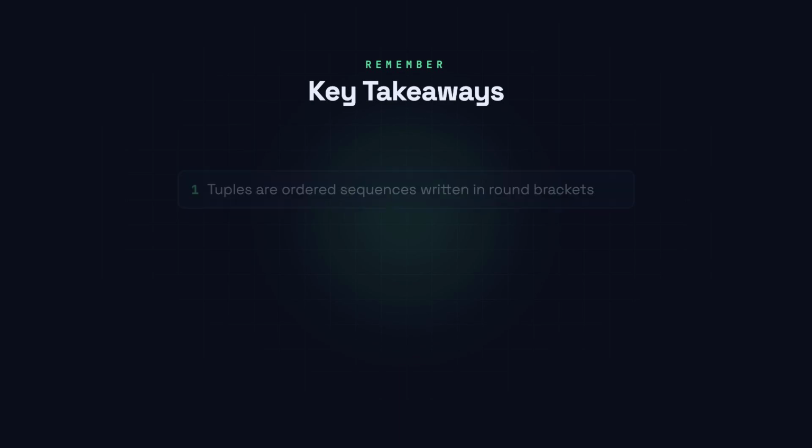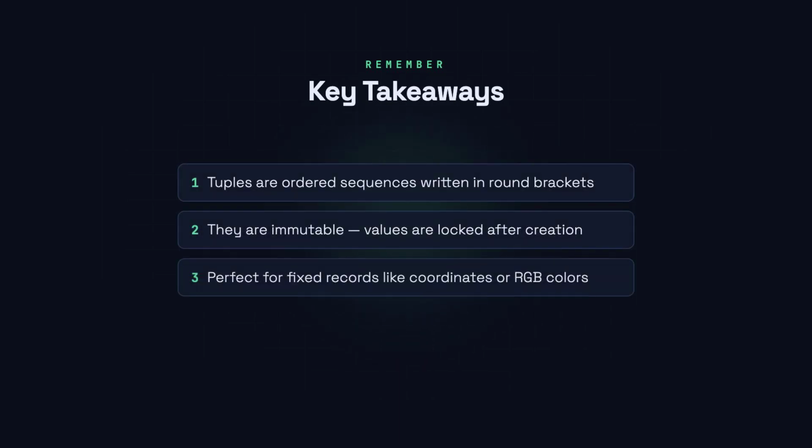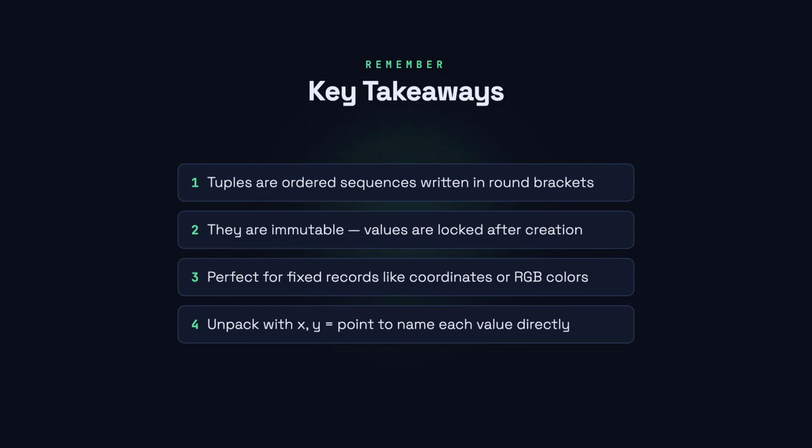To recap, a tuple is an ordered immutable sequence. Use it whenever your data should stay fixed. And remember, unpacking makes it easy to give each value a clear, readable name.